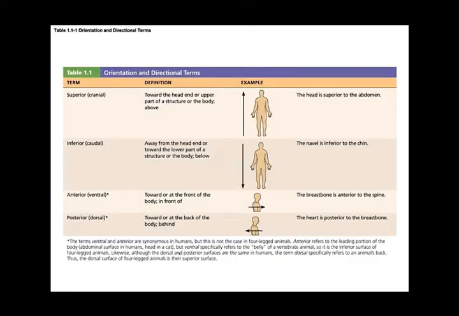So now coming to the orientation and the directional terms, the first term we will discuss is the superior. Superior is also called the cranial, because head is related to the cranial part and head is the superior part of the body. Superior is generally towards the head end or upper part of the structure of the body, or the above. Second we will be discussing the inferior.